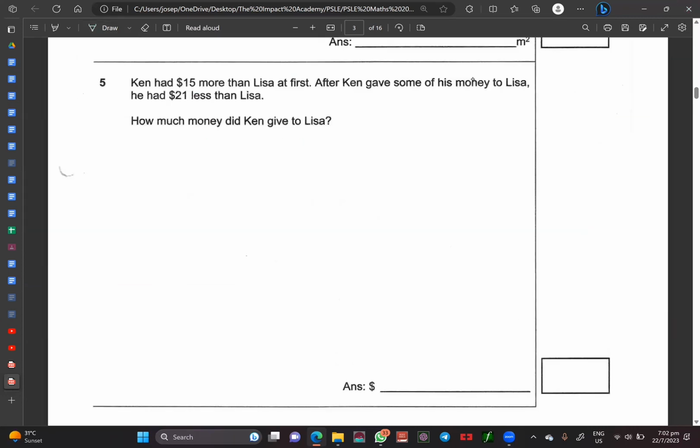Today, we are looking at this question. Over here, you can see that Ken had $15 more than Lisa at first. So Ken had $15 more. I always tell my students, numbers always on the outside. So $15 is over here.